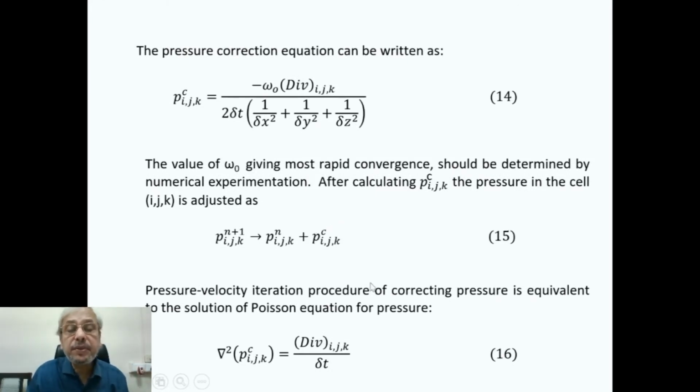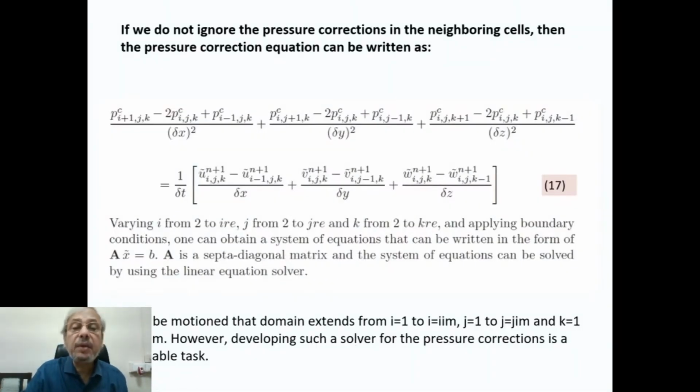Now this pressure velocity iteration procedure, if we really look at it, is basically the way we are solving pressure correction. We can call this a solution of Poisson's equation for pressure. And this can be shown also. I will show you in the next slide.